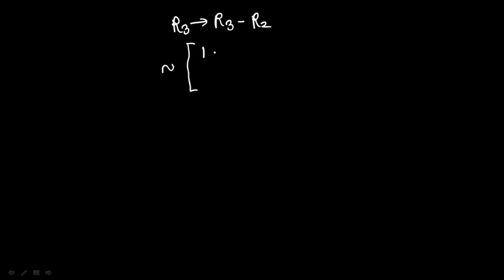Then we get the first row as it is, 1, 2, 3. Second row as it is, 0, 2, minus 1. Third row is 0, 0 and 0. Now these are the diagonal elements. Below them all elements are 0, therefore this is the upper triangular form matrix. Then we can easily find the rank of this matrix.